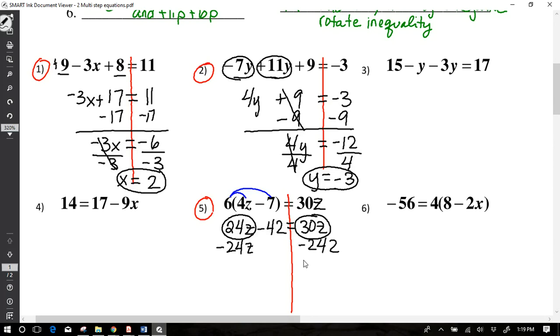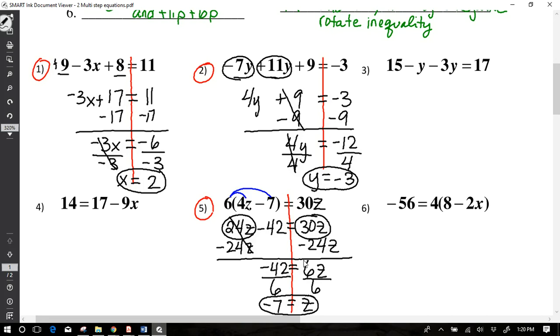Subtract it. Okay. And so that reduces to 0. Bring down the negative 42. 30 minus 24 is 6z. Okay, and then my last step here is to divide by the coefficient of the variable term, which is 6 and 6. So I get z equals negative 42 divided by 6 is a negative 7.